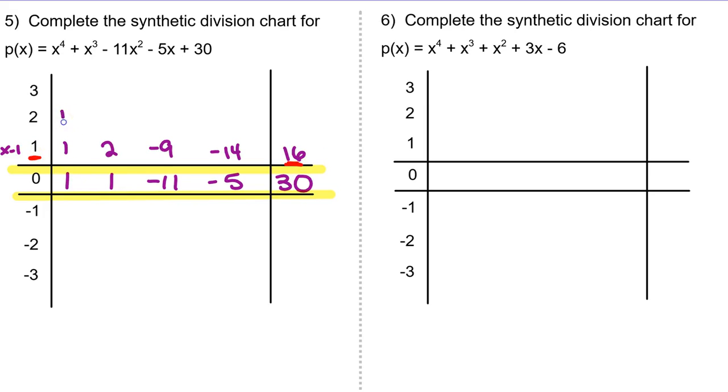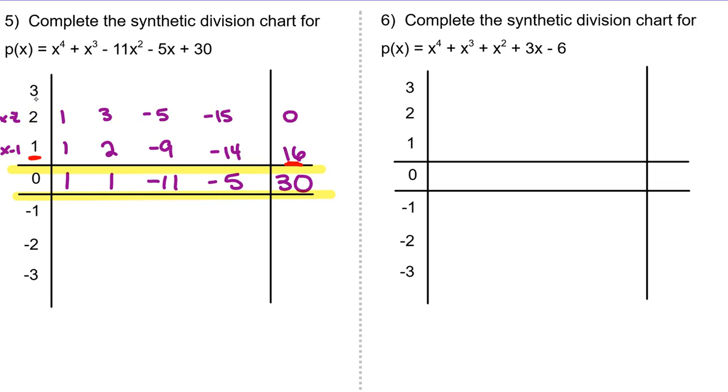So we bring up the 1 again. 1 times the number in the box, which is now 2. So 1 times 2 is 2, plus the next number in the 0 row gives us 3. 3 times 2 is 6, plus the next number in the 0 row gives us negative 5. Negative 5 times 2 is negative 10, plus the next number in the 0 row is negative 15. Negative 15 times 2 is negative 30, plus the next number in the 0 row gives us 0. So that's important because that tells us that 2 is a root, x minus 2 is a factor.